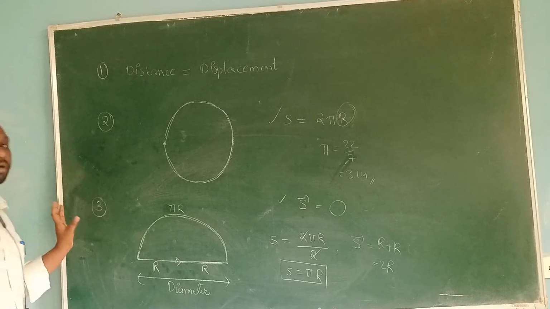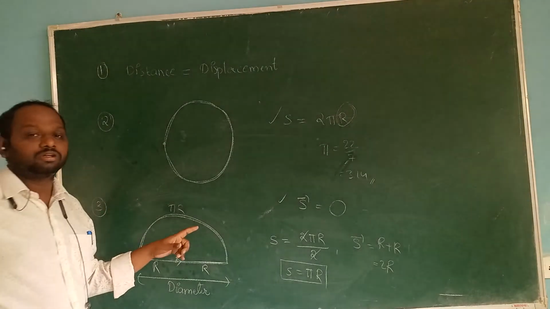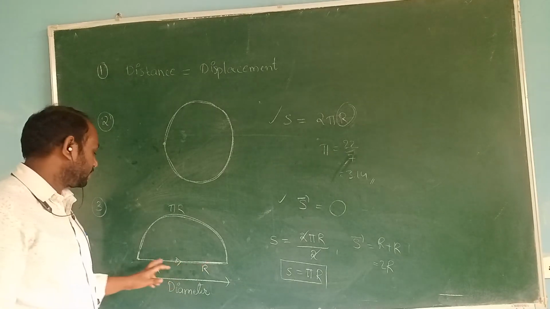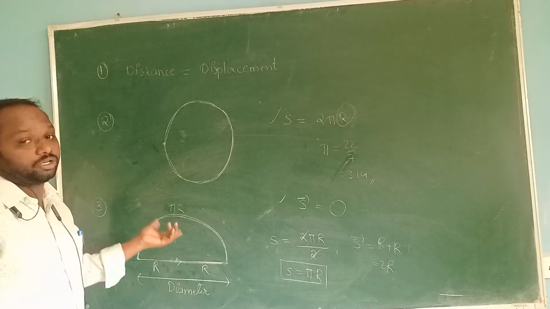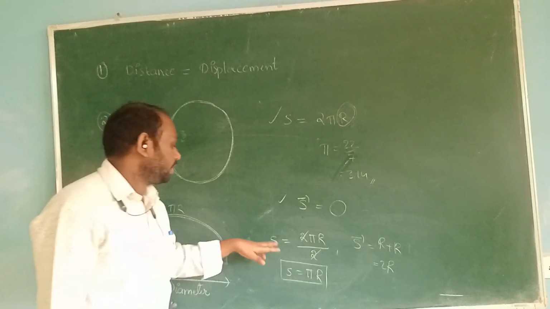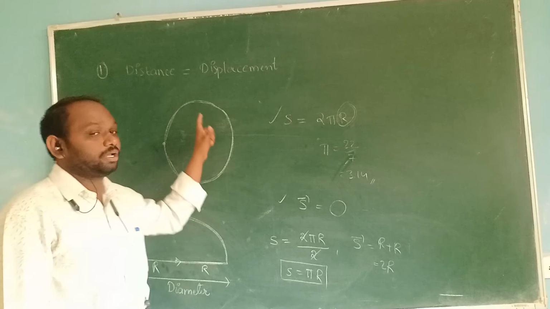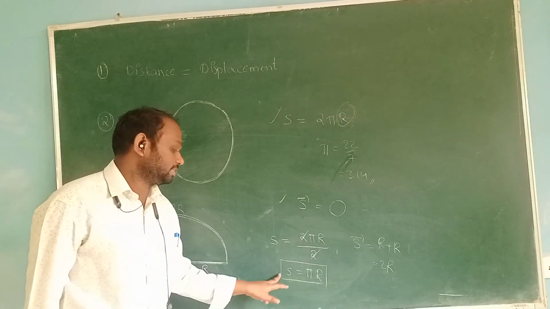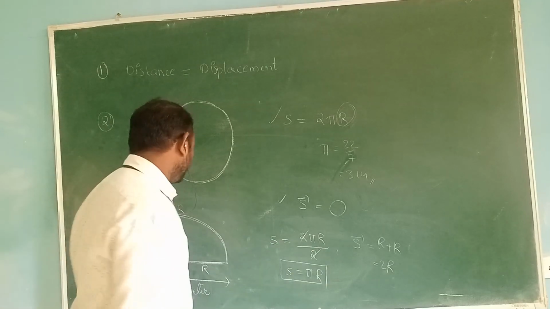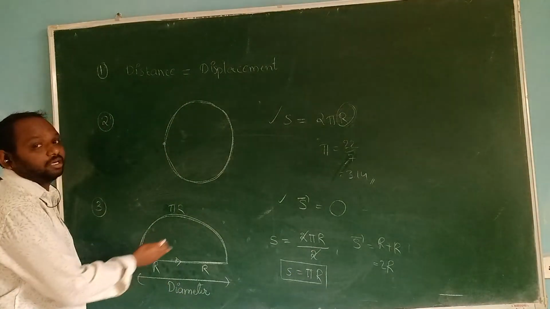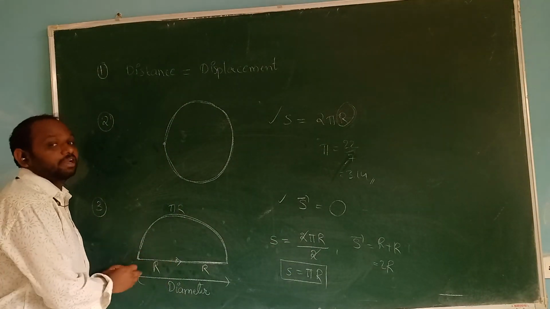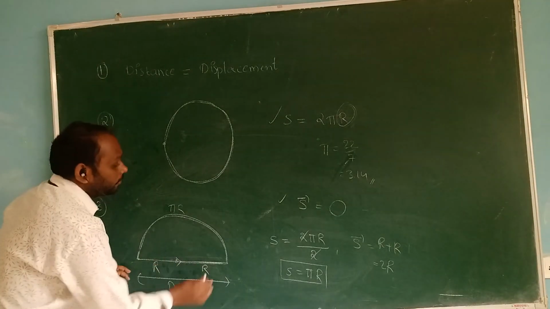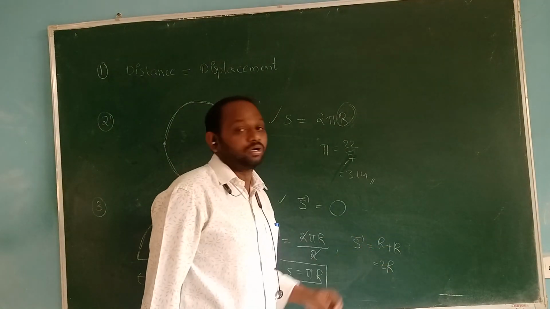And the third point, when a body is moving in a semicircle, what about distance and displacement? Distance: in the total circle the formula is 2 pi r, so 2 pi r by 2. For a half circle, the 2 will be cancelled. S is equal to pi r. And displacement is the shortcut, the shortest distance from the initial point to the final point, r plus r, which is 2r.